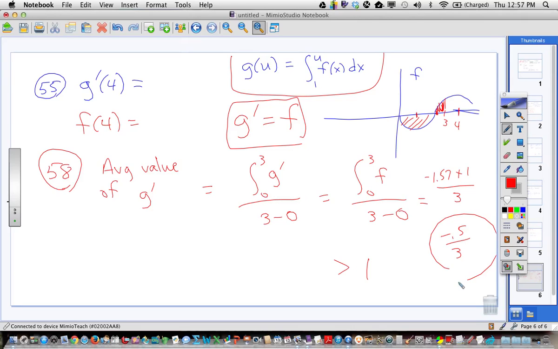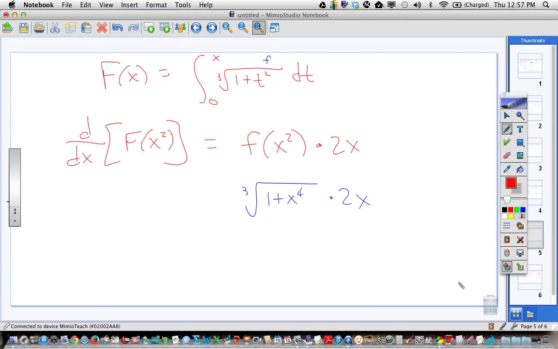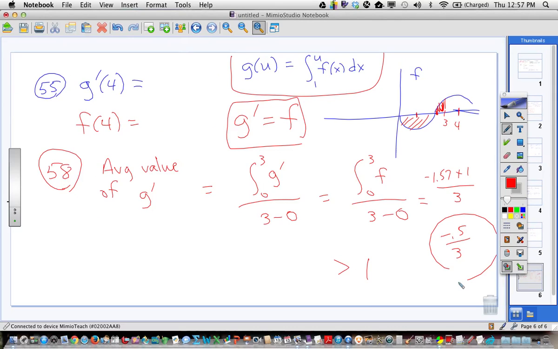If you see what's the average value of a function, I want you thinking of this formula in red right up here. And notice it says the average value of f. F is what goes in the integral. So when they ask me for the average value of g prime, I put g prime in the integral. Okay? All right. What else? Any on those definite integral ones?